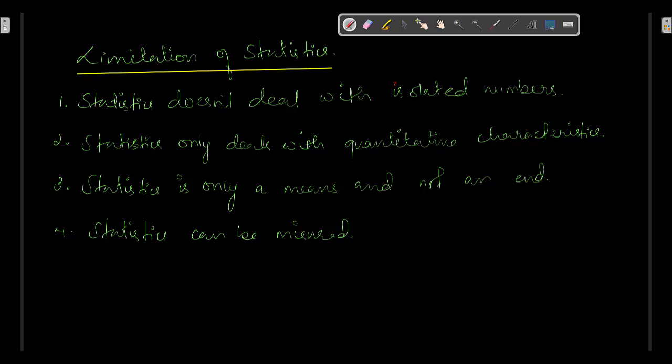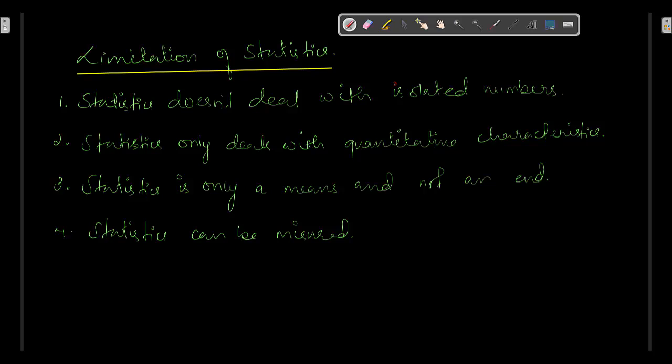Number two is statistics deals only with quantitative characteristics. It only deals with numerical data. It does not deal with intelligence or emotions. You cannot express emotions in quantitative terms, right? You cannot express intelligence in a numerical form. Until and unless it is converted into numbers, it cannot be subjected to statistical analysis. Okay, so that is another limitation.